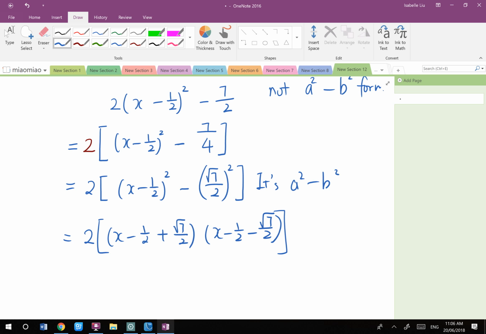When you have a coefficient a, that's the time you need to be careful. You need to take the a as a common factor first from the 2 terms, and then complete square, factorize by yourself.